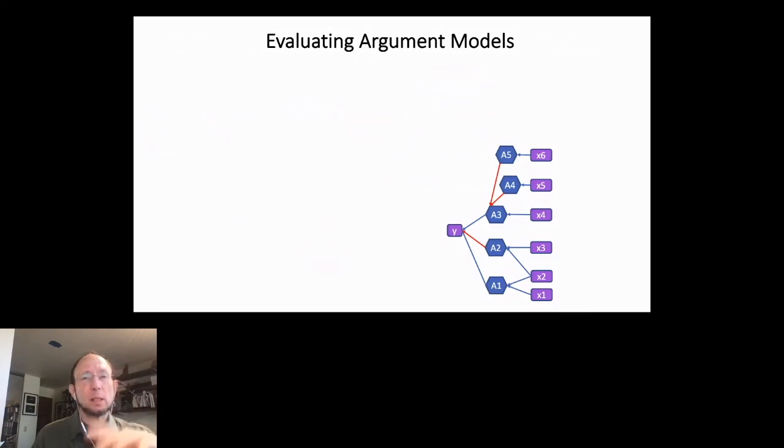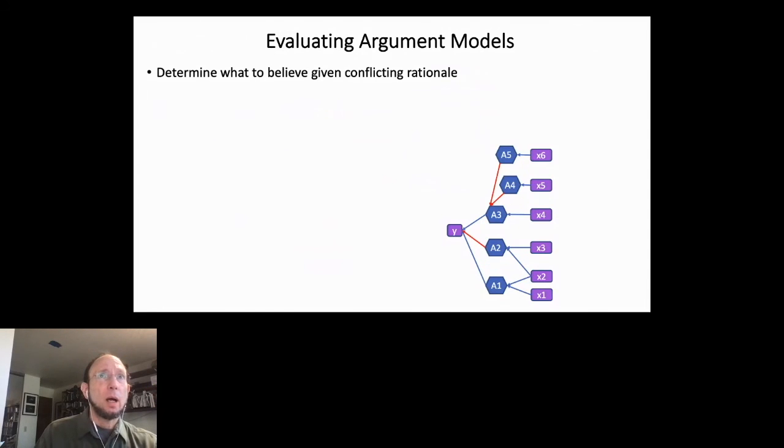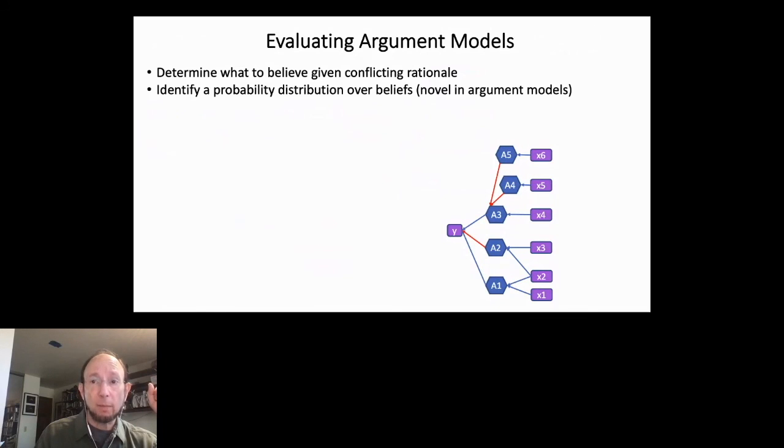Moving on from template instantiation, the third idea is about evaluating argument models. Here's an argument model that has red refutation links and blue support links. The rounded rectangles are claims or premises, but they are beliefs. And the hexagons are warrants. So I've got many kinds of relationships, refutation and support relationships. We'd like to evaluate these. And the task is to determine what to believe given conflicting rationale.